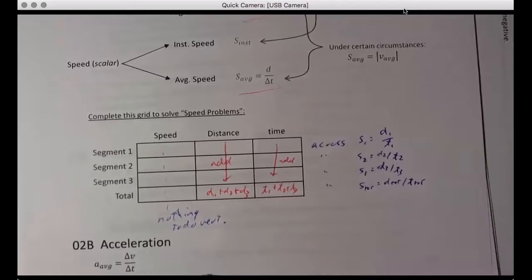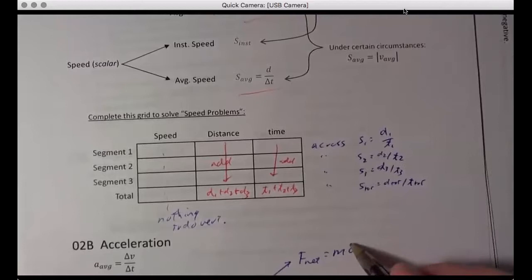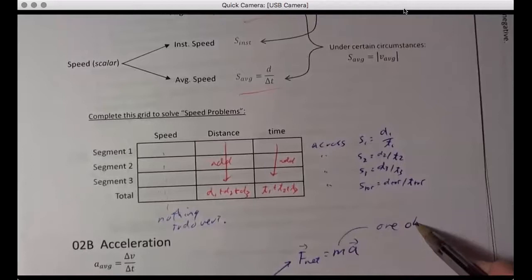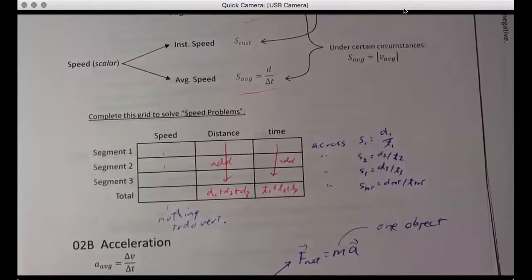The direction of acceleration is the net force. This comes from F net is equal to MA, right? One object, the one with the mass M is the one you're talking about. If the acceleration is in the same direction as the velocity, the object speeds up. If in the opposite direction, it slows down.